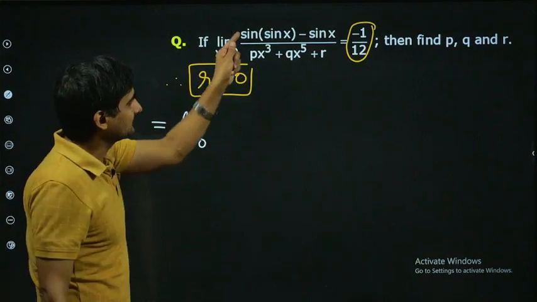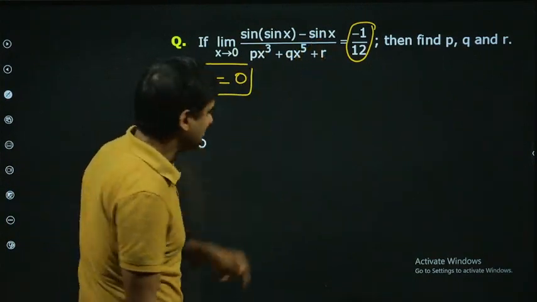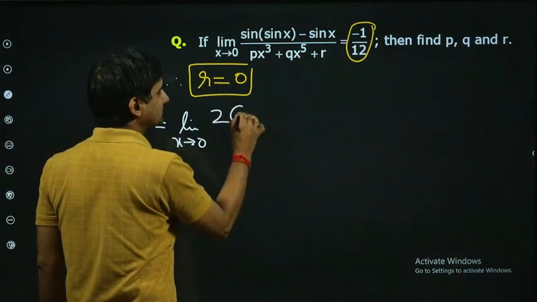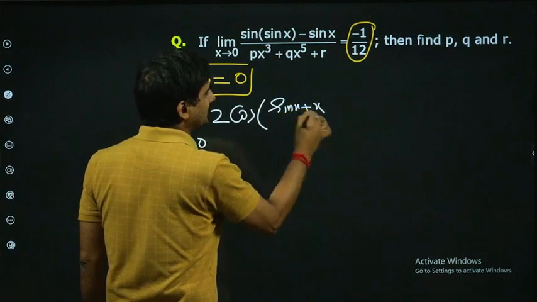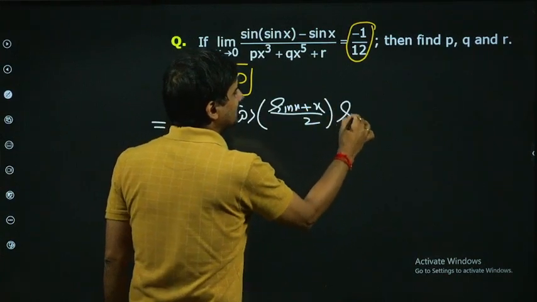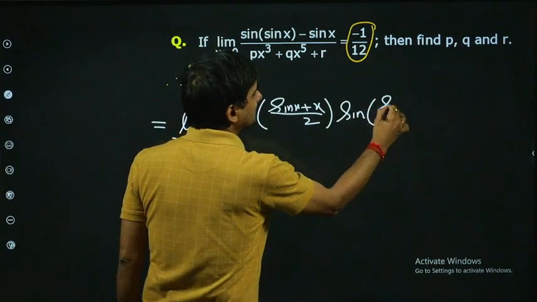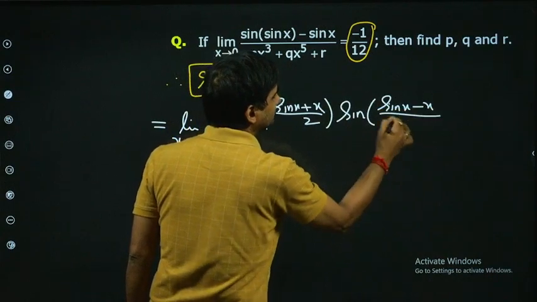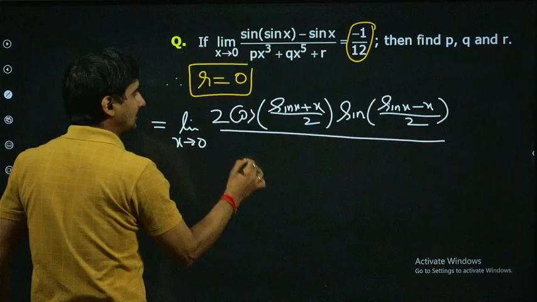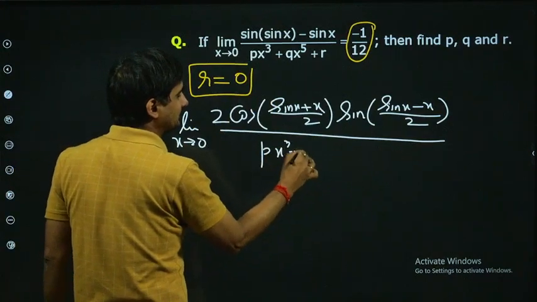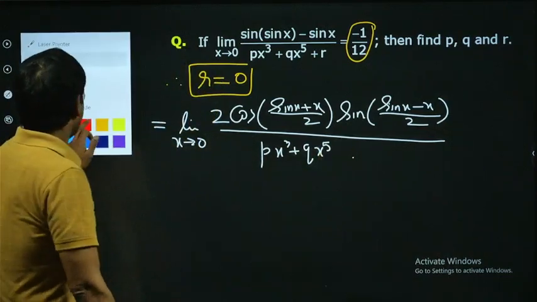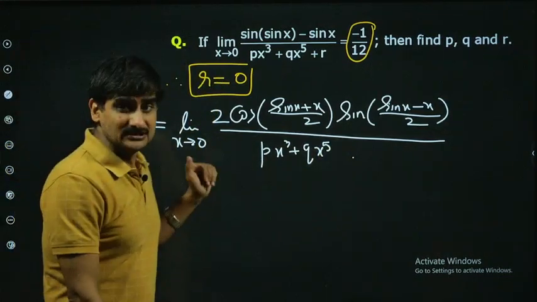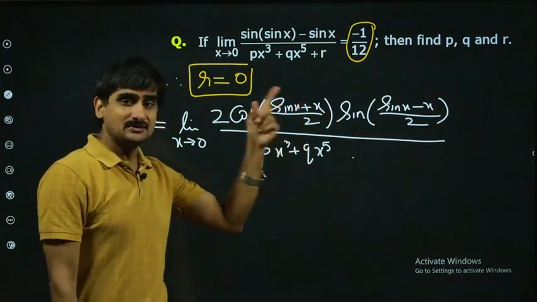See, here I am looking at it as sine A minus sine B. So why not apply the formula? So 2 times cos of (A plus B)/2, so cos of (sine x plus x)/2, into sine of (A minus B)/2, sine x minus x by 2, upon p x cube plus q times x raised to power 5. Now, as x approaches 0, this approaches 0 and cos 0 is 1.